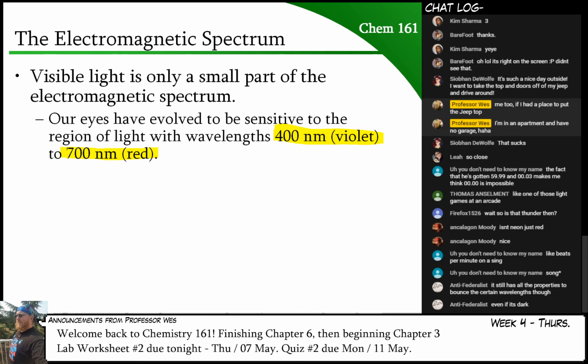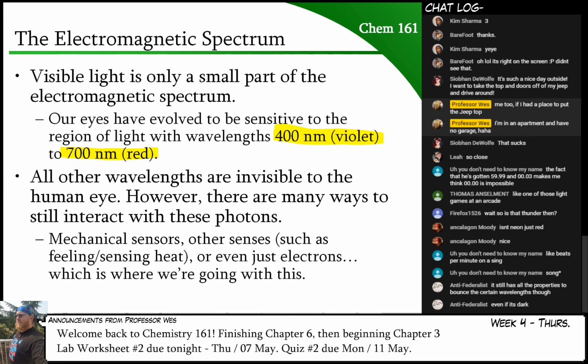And in fact, some people who have color blindness won't be able to see some of the extremes in this or some of the parts in the middle. And that has to do with certain structures, rods and cones in your eyes. The rods are for intensity of light, cones are for color, that are sensitive or lack sensitivity to certain wavelengths. And so if photons of those regions hit your eyes, you just don't pick them up. Now, other wavelengths that are beyond these regions are invisible to the human eye. We can interact with them, but we can't use our eyes to do it.